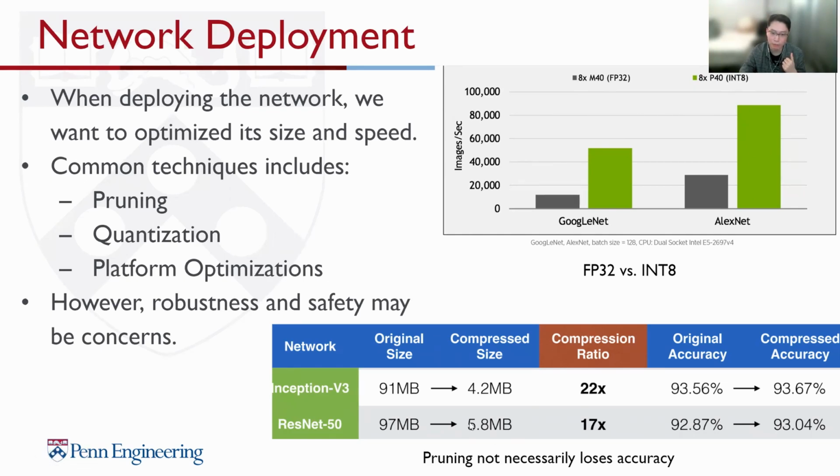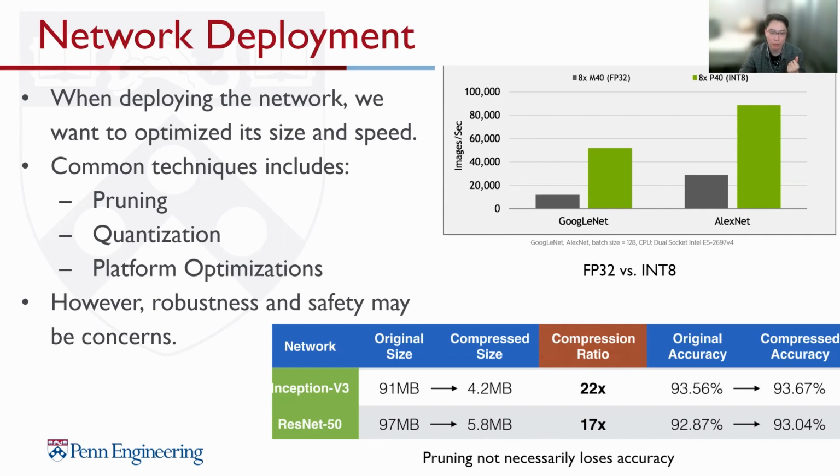Here is an example of pruning. Pruning is like cutting out the useless parts of the neural network. It dramatically reduces the size of the neural network, and sometimes it can even improve the accuracy. At least it didn't reduce the accuracy. However, we're not sure that after this kind of cutting the neural network is still the same. Is the robustness reduced? So we have to do a lot of testing after we do this.